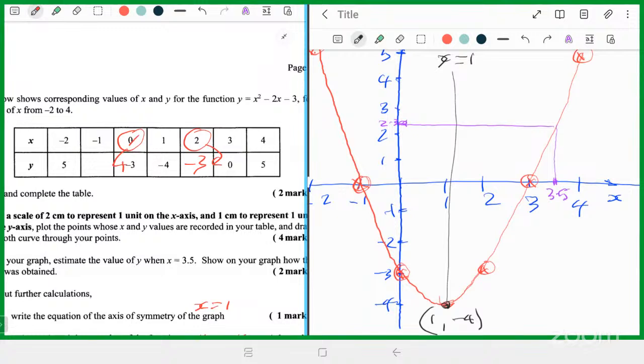I'll put it another way as well. Remember, the axis of symmetry is always the average of the two roots. But what are the two roots? Another way you can look at it: these are the two roots, where the y value is 0. So these are your two roots.